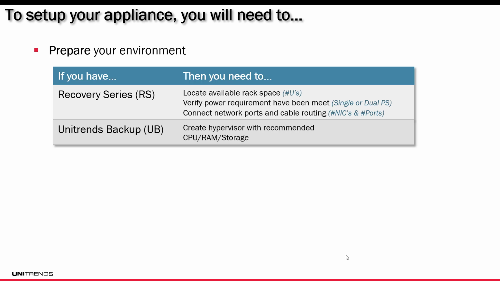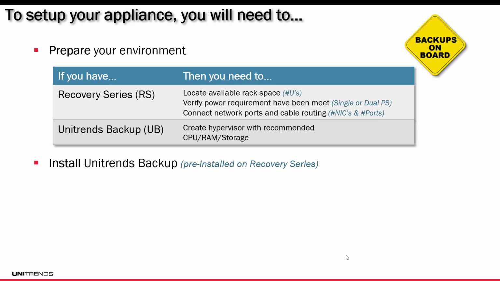If you look at the Unitrends Backup, the virtual appliances, you need to make sure you have a hypervisor with the recommended CPU, RAM, and storage to fit that virtual appliance and your needs for storage as well. You can also go back and review that install onboarding once again, because it really helps. It's a great overview for understanding what you might need. Once again, you're also going to install the Unitrends Backup. It's the pre-installed software on the Recovery Series. You're going to create that virtual appliance running that software as well, as a virtual machine on your host.